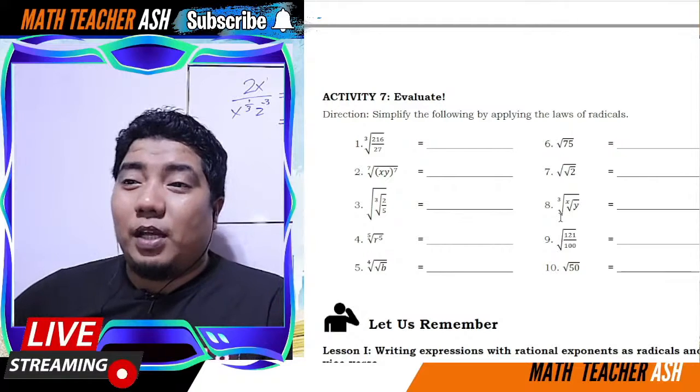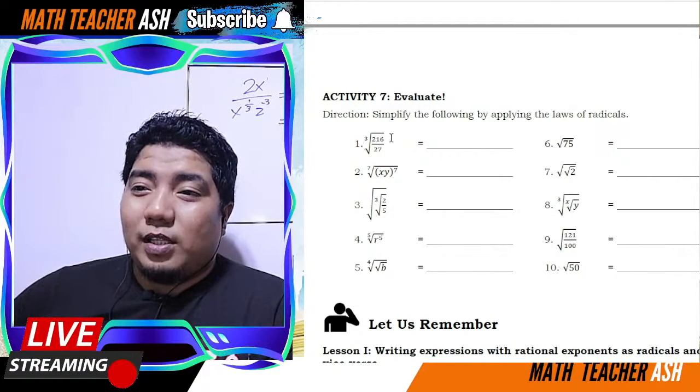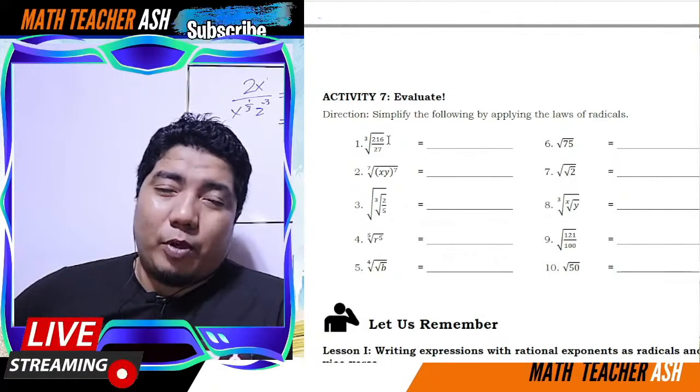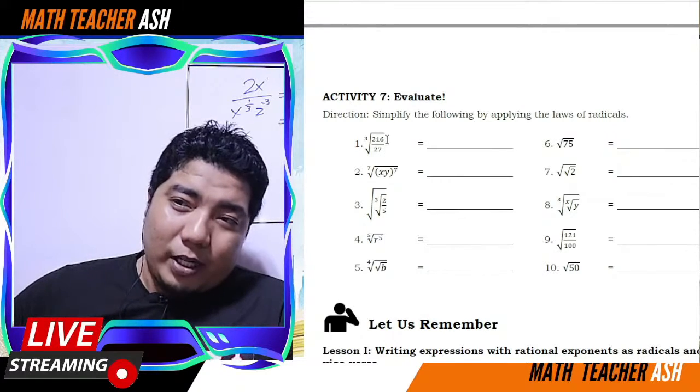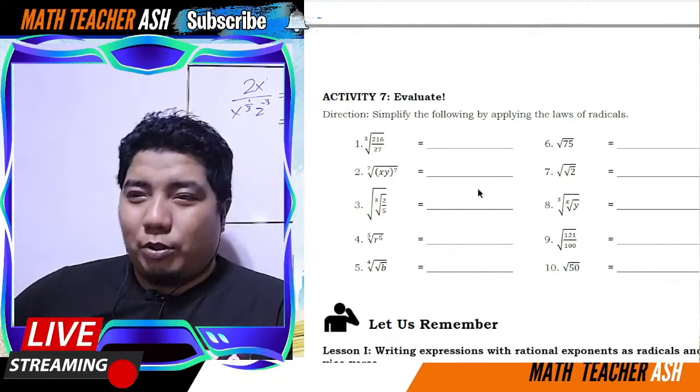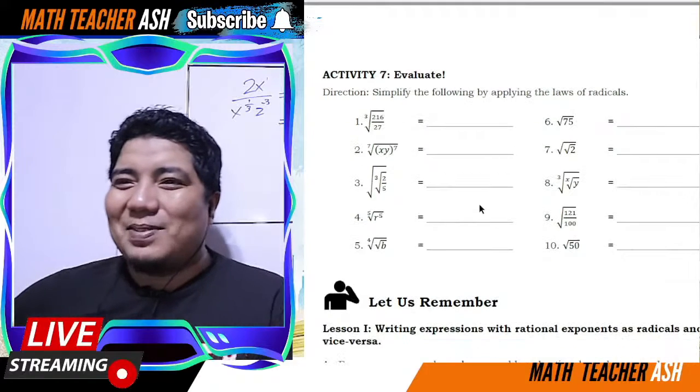Okay, ito naman, activity 7. Simplify the following by applying the laws of radicals. So, 216 over 27, you try if ever pwede ba silang i-divide silang dalawa. Then, if pwede, i-divide mo muna, then kunin mo ang cube root. Okay, ganun lang kadali, my dear math learners.